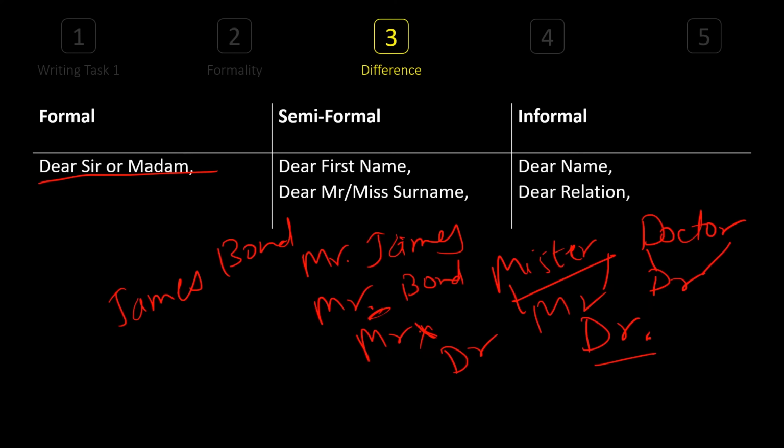That's why you see I've not put a full stop here or after Mr. So you can write Dear James, or you can write Dear Mr. Bond. Clear? And in informal, you can just directly mention the name, like Dear name of the person you're writing to, if you use their name. If you use the relation, for example, Dear Brother, Dear Sister, or Dear Father, because you don't write your father's name, right? Or your mother's name directly.